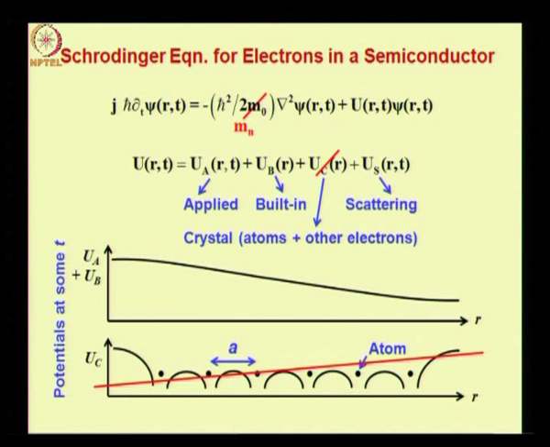So when you remove the crystal potential or absorb its effects in the effective mass, then m naught is changed to Mn, and your solution then has to only take into account the potentials UA, UB and the scattering potential.